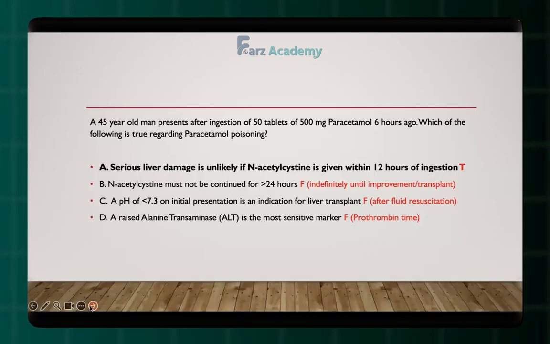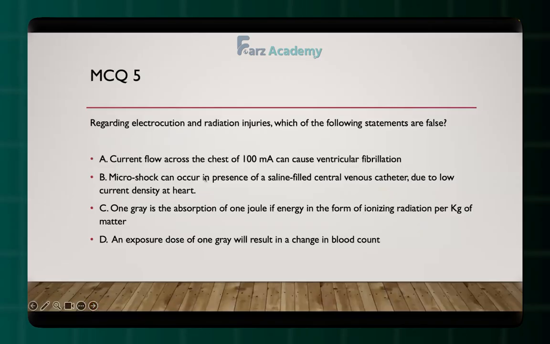Okay. Moving on. Fifth one. So regarding electrocution and radiation injuries, which of the following statements are false? Current flow across the chest of 100 milliamperes can cause ventricular fibrillation. Microshock can occur in the presence of a saline filled central catheter due to low current density at heart. 1 gray is absorption of 1 joule of energy in the form of ionizing radiation per kg of matter. An exposure dose of 1 gray will result in a change in blood count.